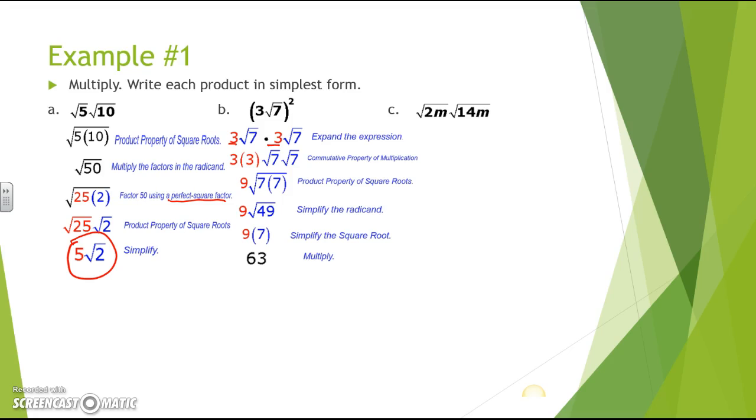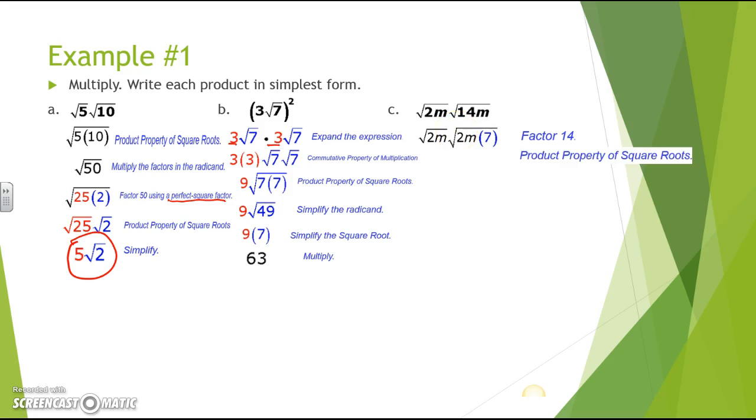Looking at C, we have the square root of 2m times the square root of 14m. We're going to factor 14. We cannot factor the 2m, but we can factor the 14. So when we factor that out, we're just going to factor it out. So we have the square root of 2m times the square root of 2 times 7. 2 times 7 is 14.